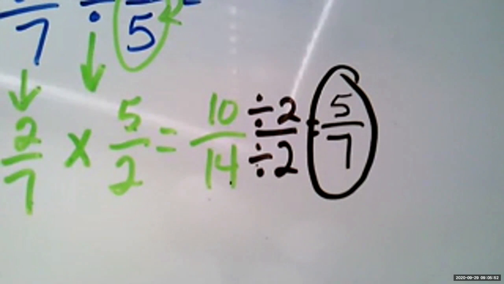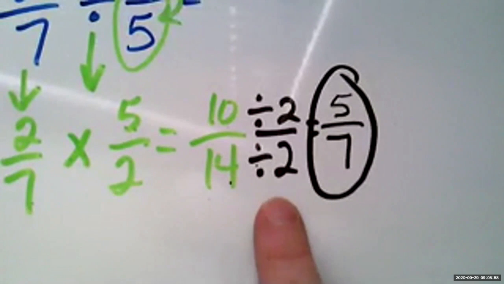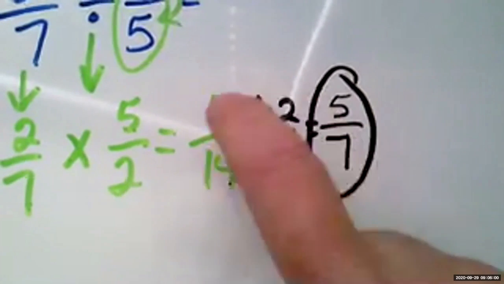So hopefully that answered that question of how you reduce. Reducing is dividing. You have to divide the top number and the bottom number of the fraction by the same thing. That's reducing.